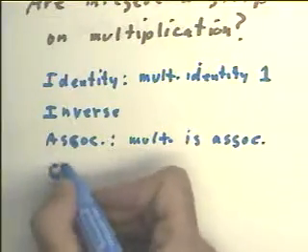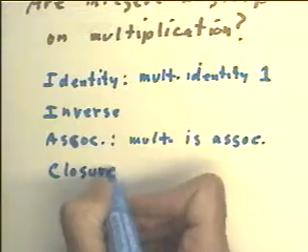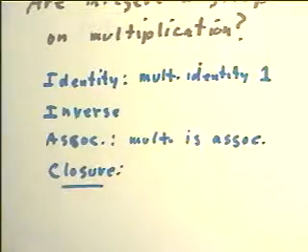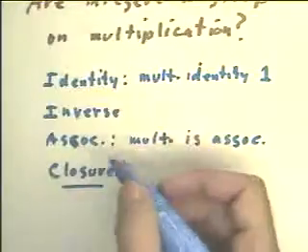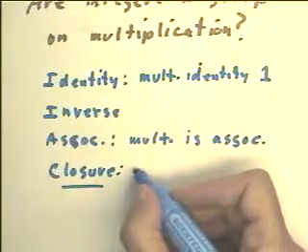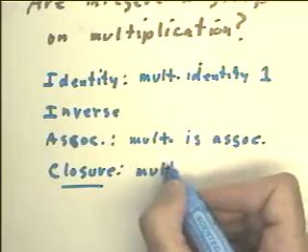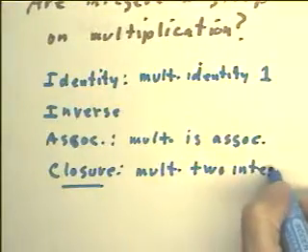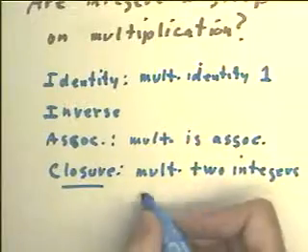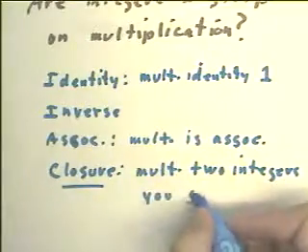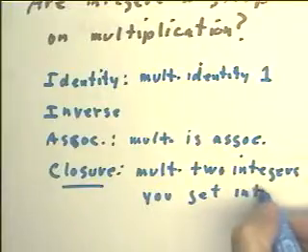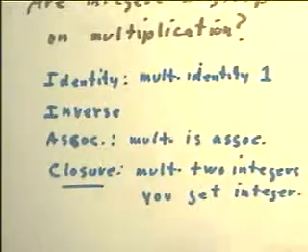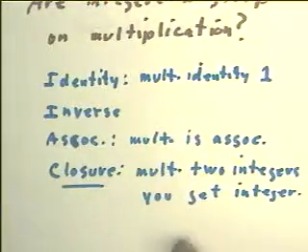Of course, we also have to check closure. That should really be the first thing we check. Are the integers closed on multiplication? Well, multiply two integers, you do get an integer. So multiplication is indeed closed on the integers.